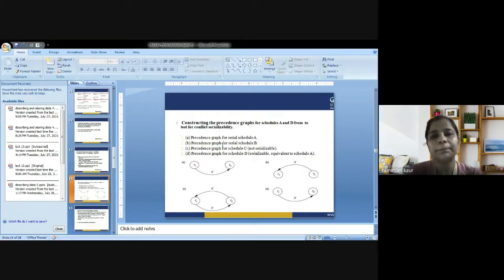Now have a look at the same. Constructing the precedence graph for schedules A and D from two tests for conflict serializability. Precedence graph for serial schedule A. If T1 is driving T2, then there is no cycle. Precedence graph for serial schedule B. So there is no cycle. Precedence graph for schedule C. Now it is creating a cycle, so that is why it is not serializable. Next, D. It is serializable, equivalent to schedule A.